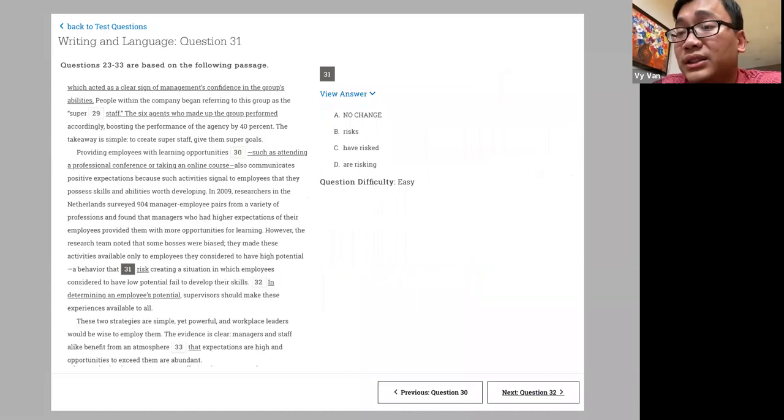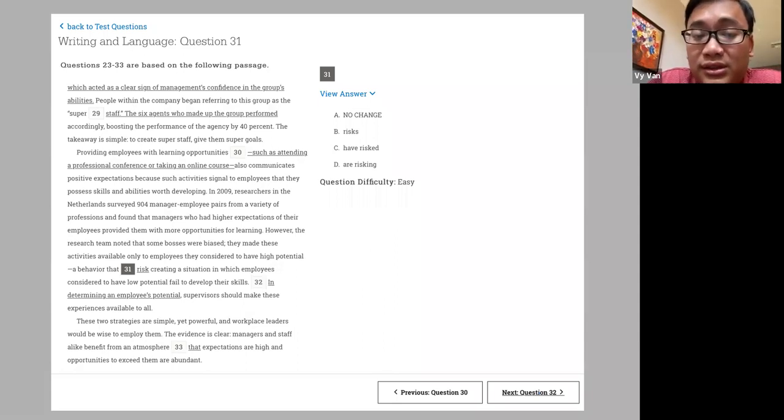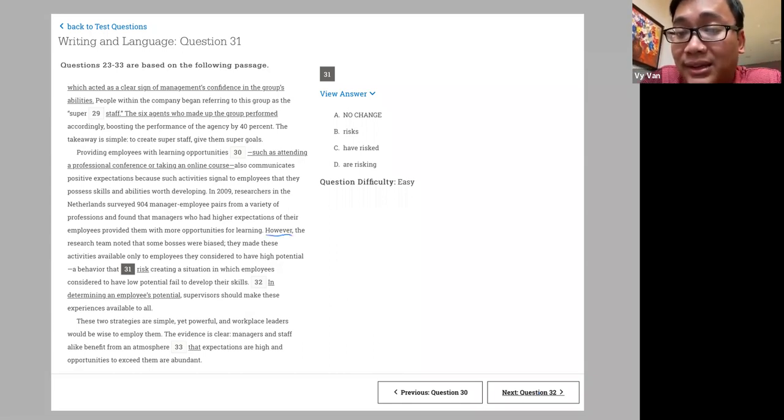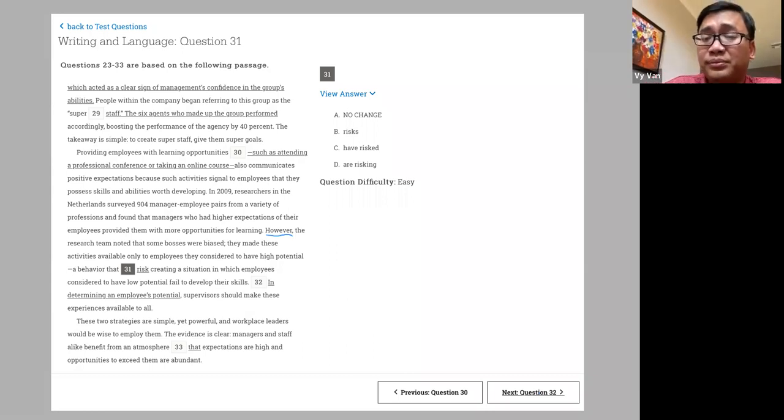Number 31. So this is subject-verb agreement. So I'm going to read the sentence. However, the research team noted that some bosses were biased. They make these activities available only to employees they consider have potential, a behavior that risk creating situation.